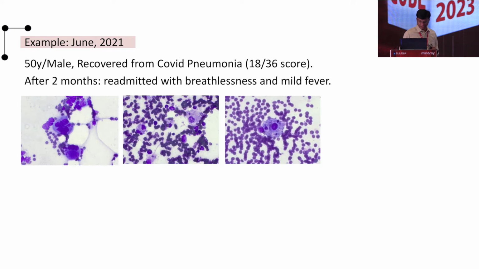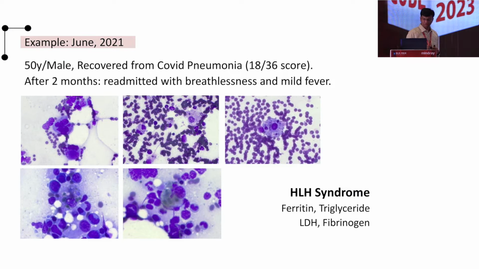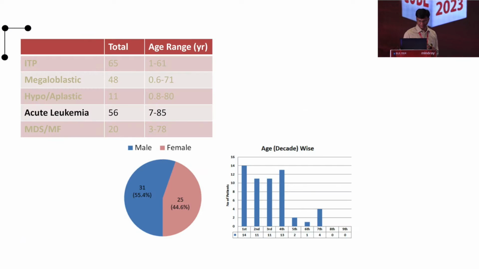It showed a hypercellular marrow with a few megakaryocytes, and unfortunately a lot of histiocytes with lymphocytic phagocytosis and erythroid phagocytosis, and this is a case of HLH syndrome. Probably it's COVID-induced, but we don't know exactly, and the patient succumbed within a week. It was proved with ferritin, triglycerides, LDH, and fibrinogen.